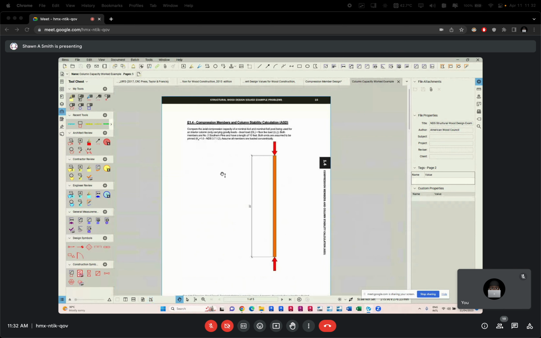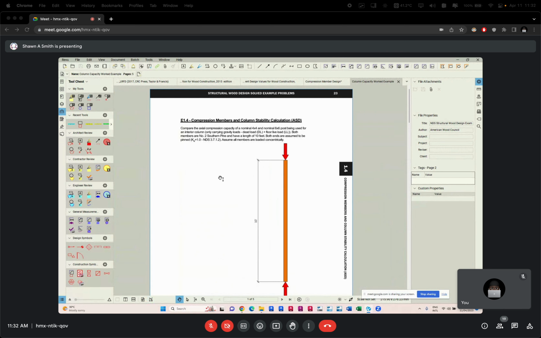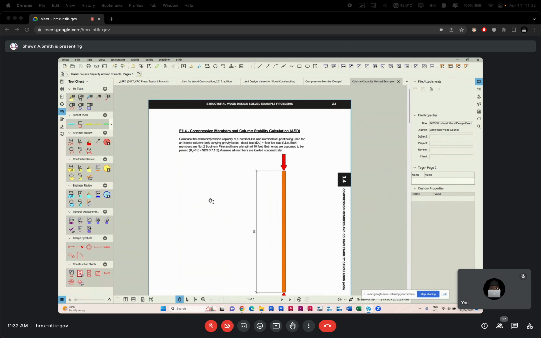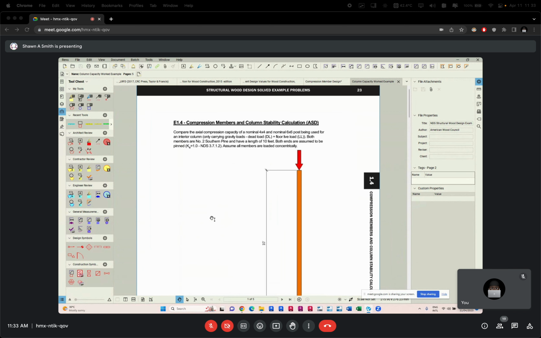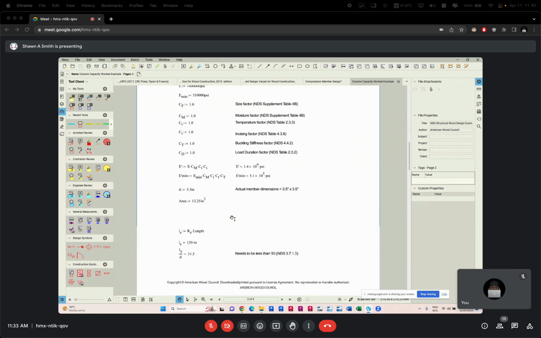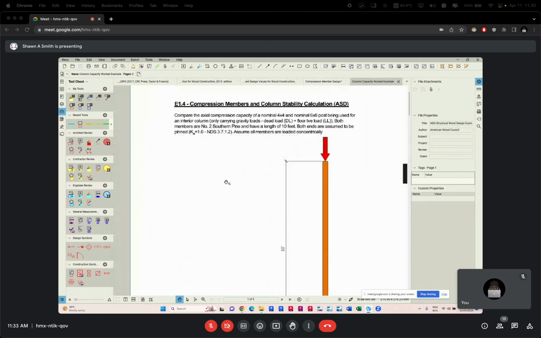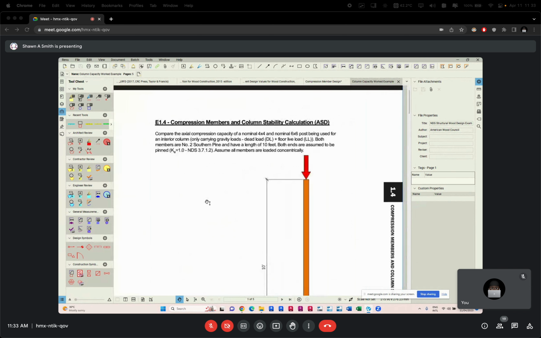So you can open this and let us see if we can apply those basic knowledge, both from what we learned about stability from before and what we just looked at this morning, and see if we can appreciate how column analysis and design for timber is done. We're going to be looking at this as a compression member, and column stability calculation. And this is for the ASD method.